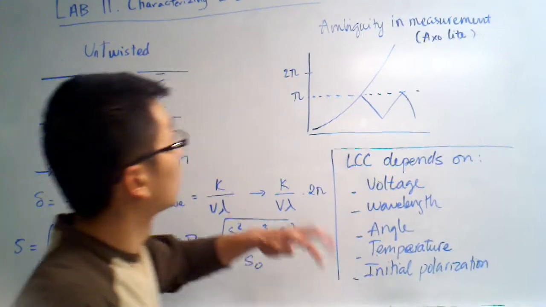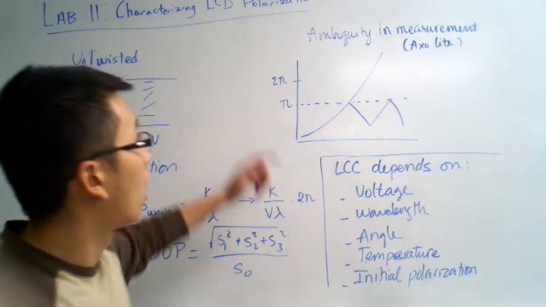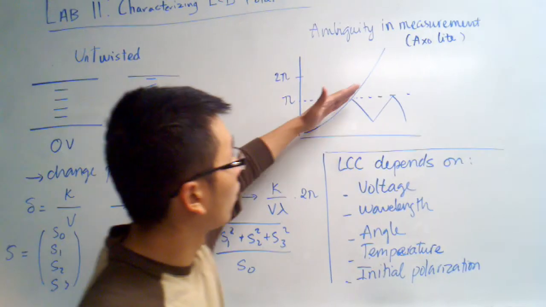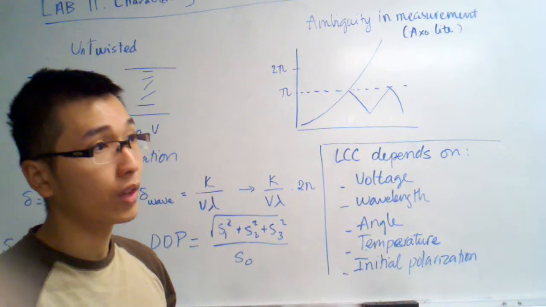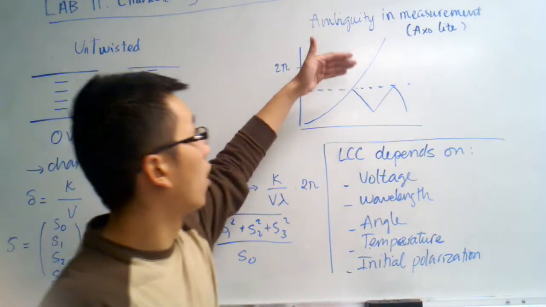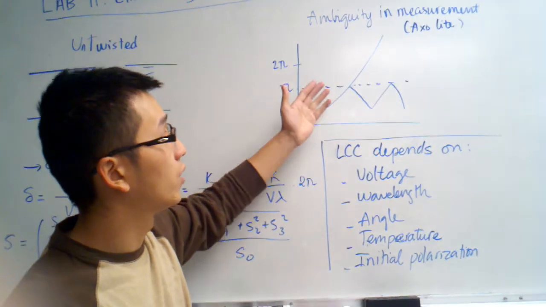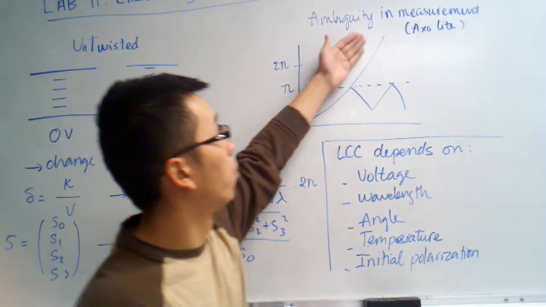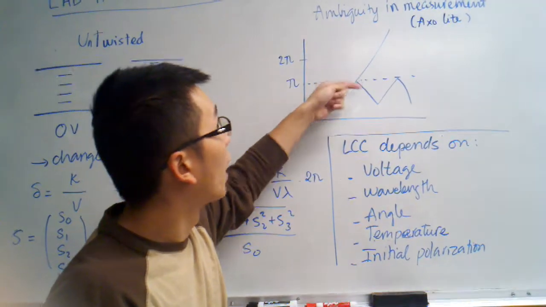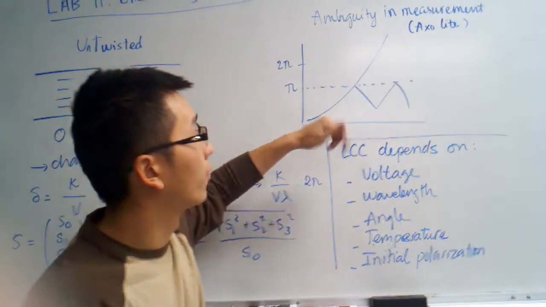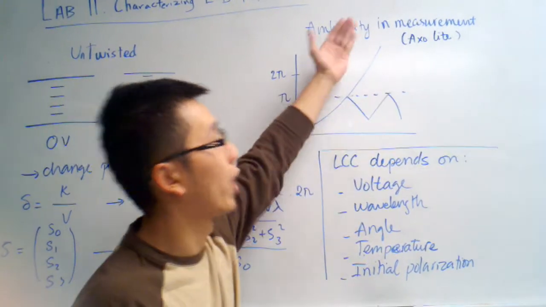Let's take a look at the ambiguity of the measurement if we use the Axo light. Basically we can take a curve up when we apply the voltage. However, it cannot interpret the difference between above pi and less than pi, so everything is wrapped down. Everything above pi will be wrapped down, corresponding to pi, 2 pi, 3 pi over 2, and so forth. So if we need to do the correct measurement, we have to unwrap it.